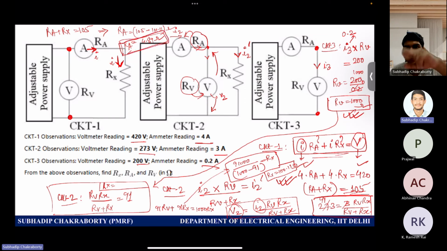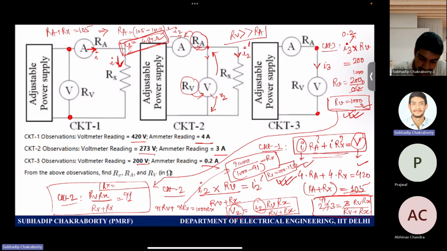And you are getting that, because for the ammeter you get 4.89 ohms as the internal resistance, and for the voltmeter you get 1000. So effectively it is much higher compared to that of the ammeter. So this is in line with the practical scenario. Hence you can find all three parameters RA, RV and Rx. Any problem in this problem? We'll go to the next problem. I hope it is clear to everyone.